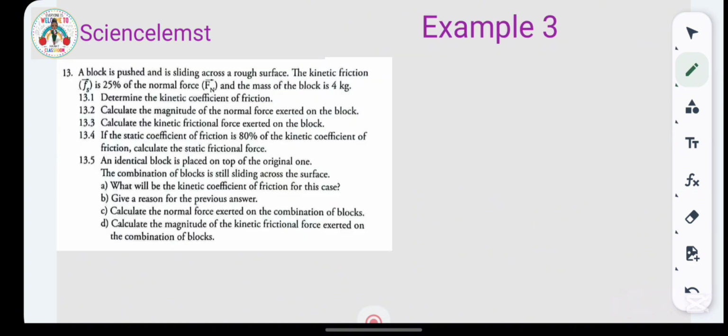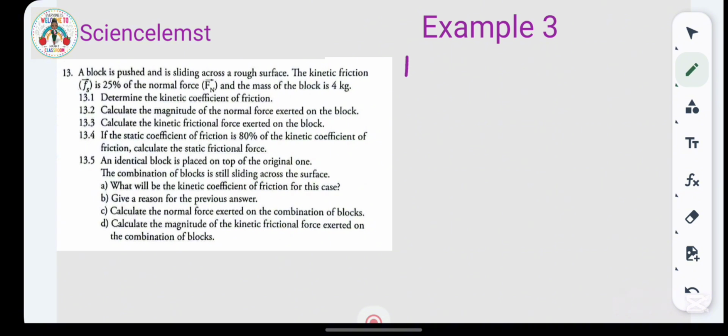Let's look at example 3. It's quite a long one. Let's see how fast we can cover it. A block is pushed and is sliding across a rough surface. The kinetic friction is 25% of the normal force and the mass of the block is 4 kg. 13.1. Determine the kinetic coefficient of friction.